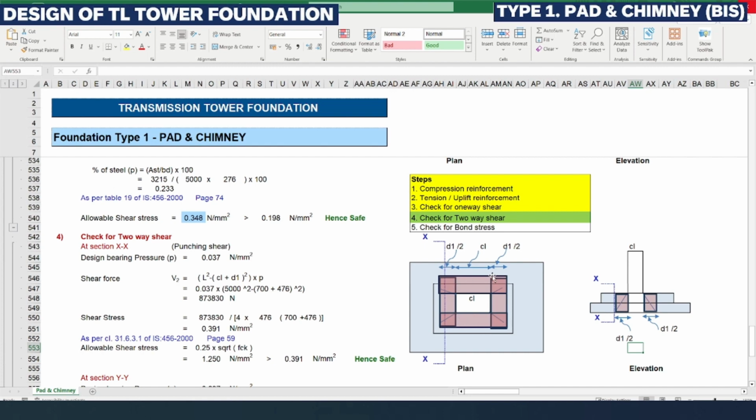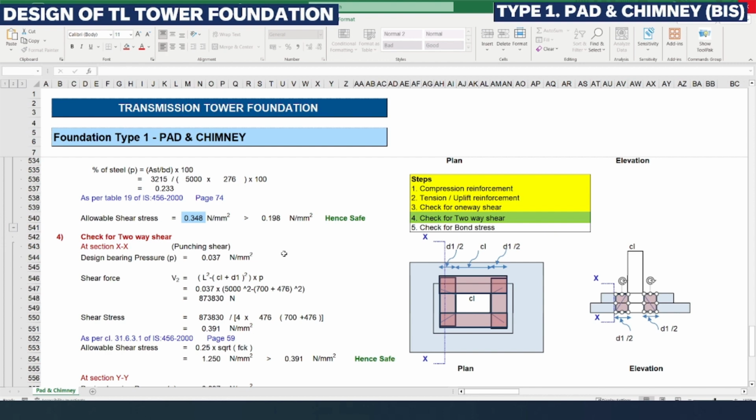In order to find the area, we need to consider the column size plus 2 times half of D1. D1 is the effective depth. So half of the effective depth around the circumference of the column, this two-way shear will act. You can see here in the elevation also, these two portions are subject to two-way shear. The two-way shear is nothing but the punching shear.